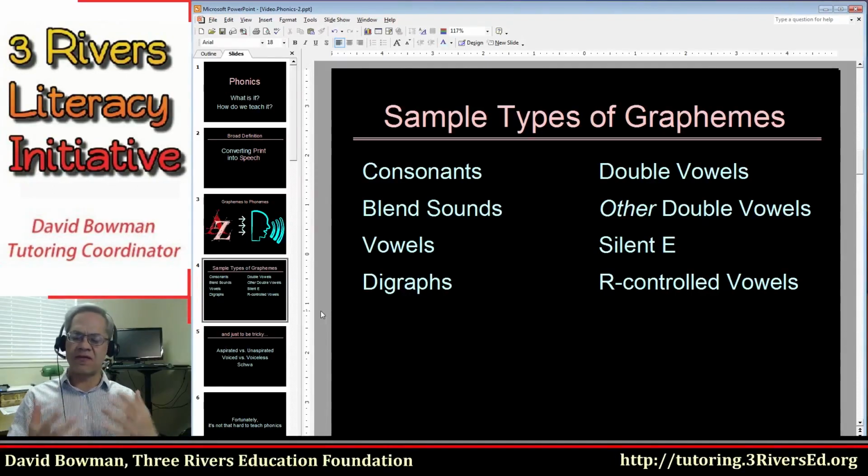So there's a lot of different kinds of graphemes or letter combinations that students need to wrestle with. I mean, we have everything from hard and soft vowels and consonants and digraphs and blends and diacritic marks and silent E's and a lot of things.